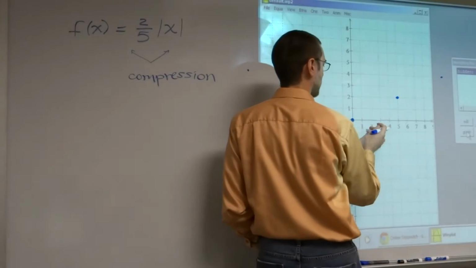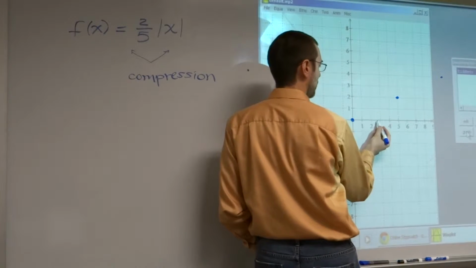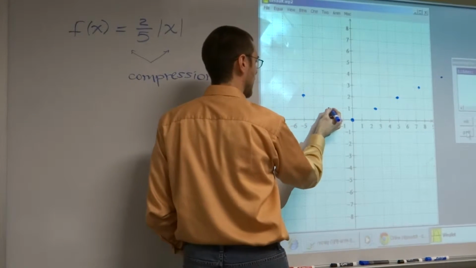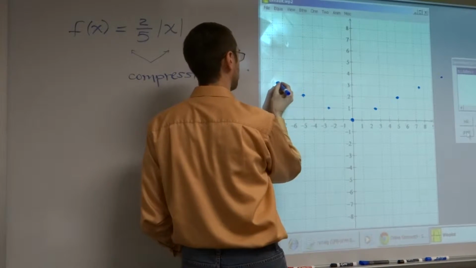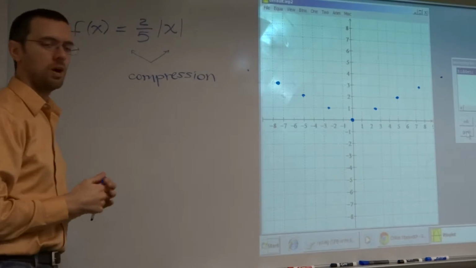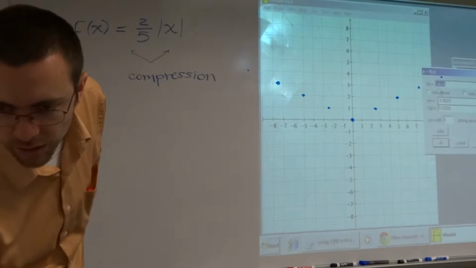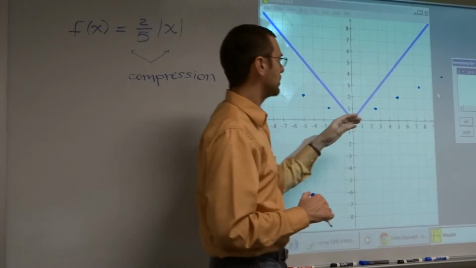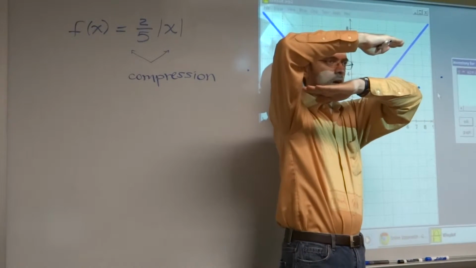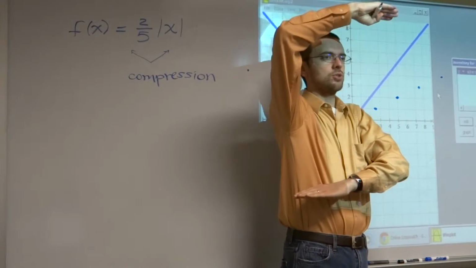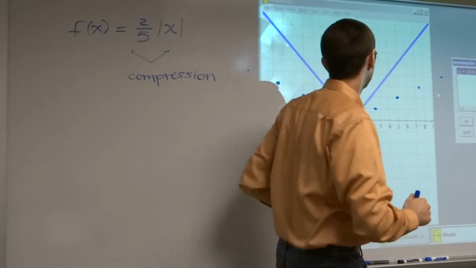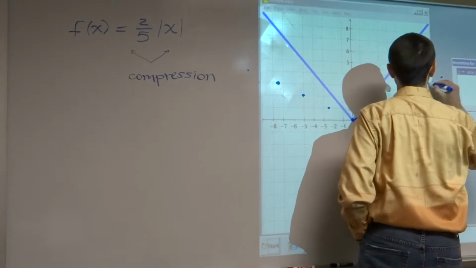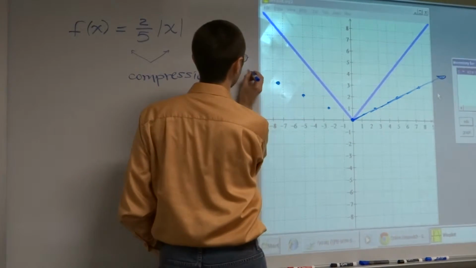You can find the midpoints here. Instead of going 5 and 2, you can go 2.5 and 1. I think the more points you have, the more accurate your graph is going to be. Now I want you to see your original absolute value. Can you see that this has been squished down a little bit, right? You took the original shape and you squished it down. So I connect the points.